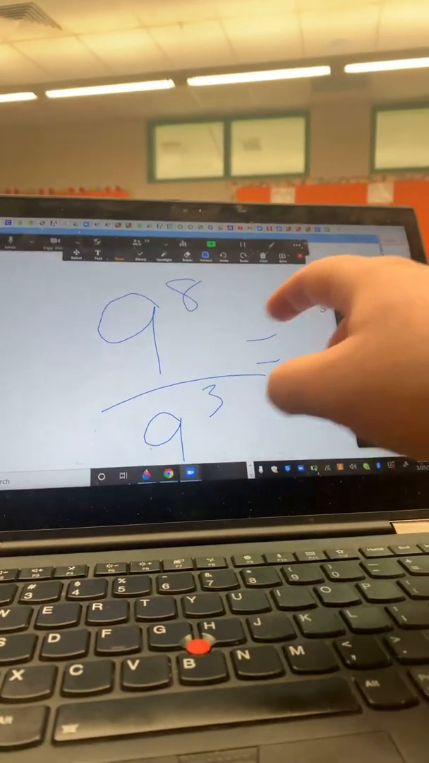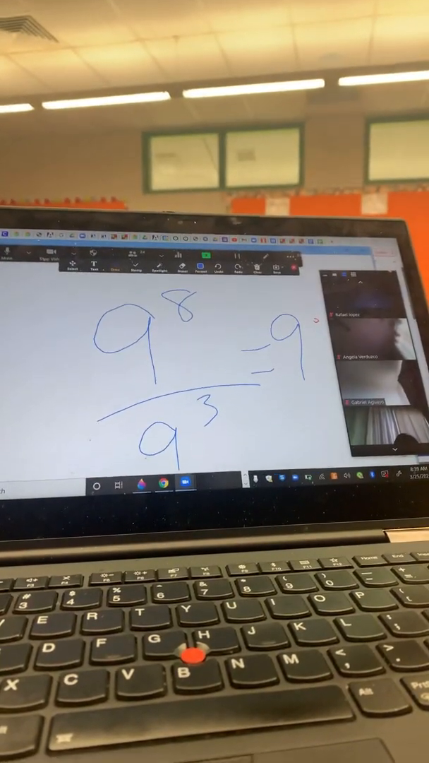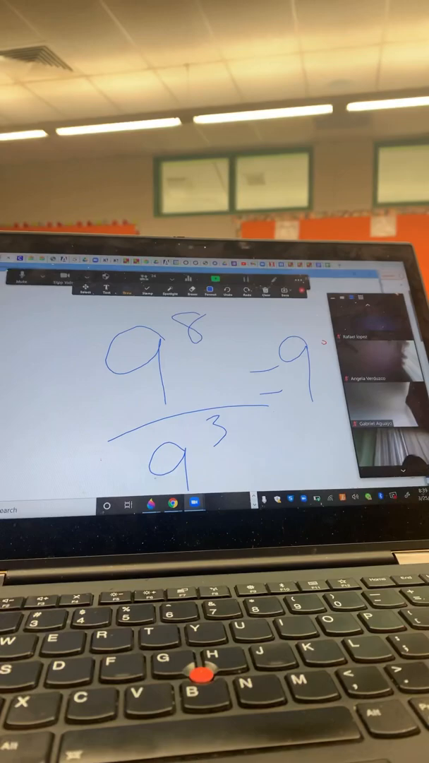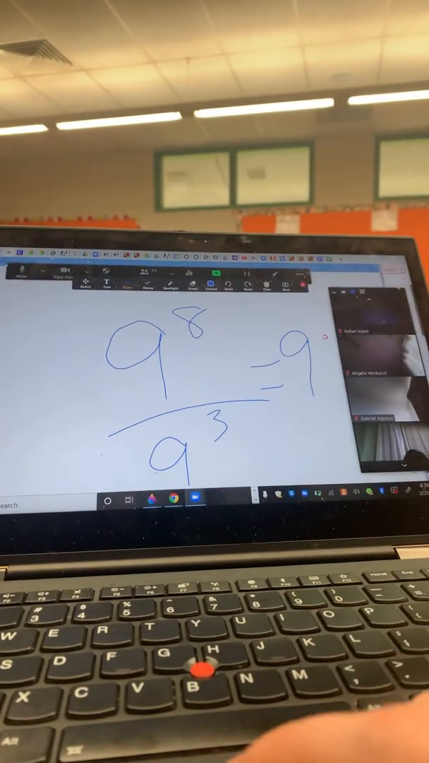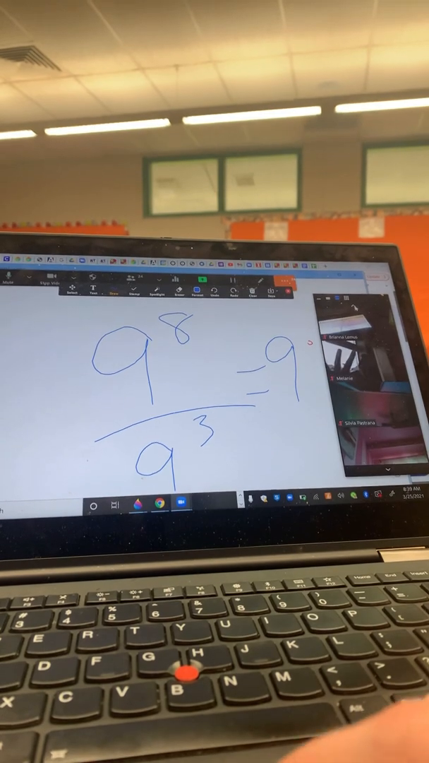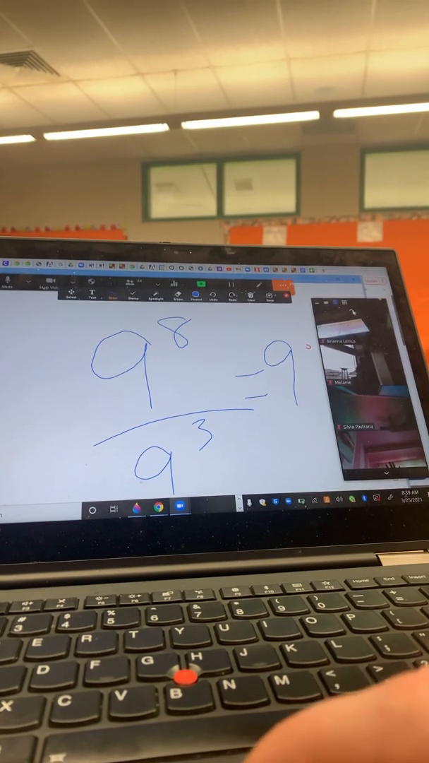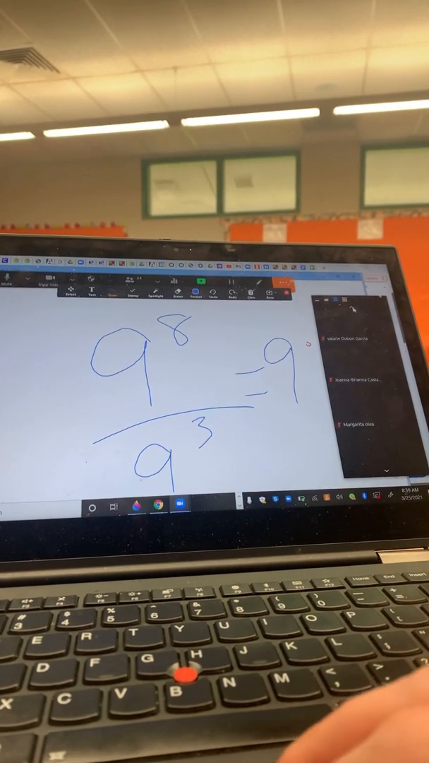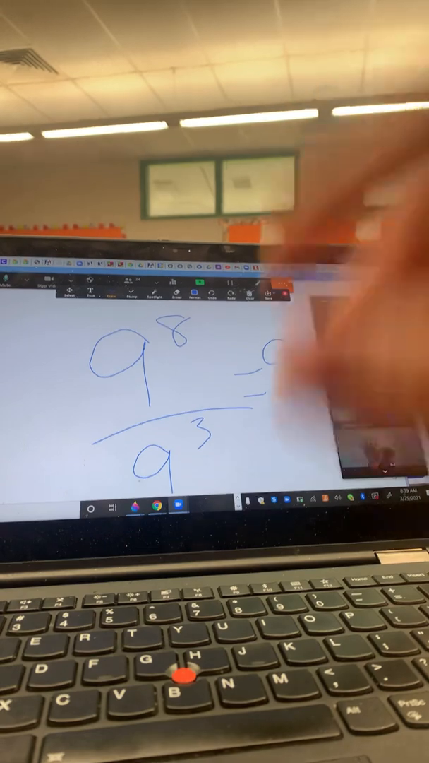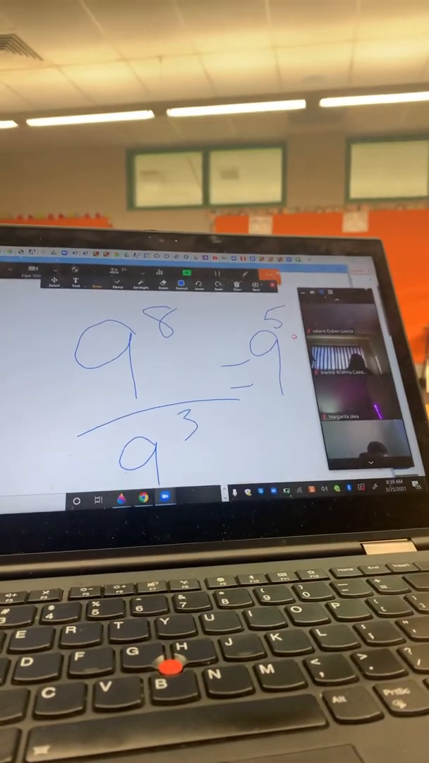So we know our bases are the same, so we just drop our base in. And then what is 8 minus 3? Hold it up on your hands. 8 minus 3. 5, right? Good. So it's 9 to the 5th power.